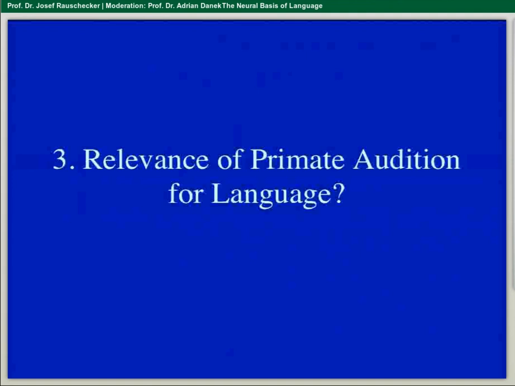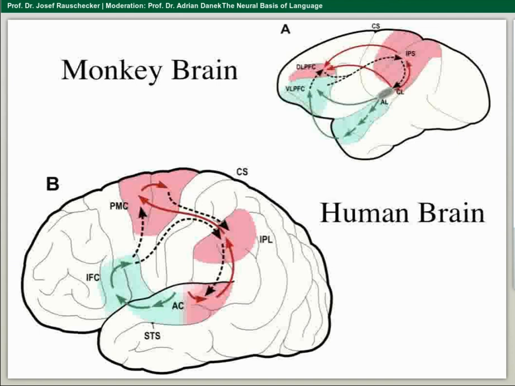So sort of the last conclusion now is, are primate studies relevant for understanding language, or should it all be done only in humans? Is there anything that primates have that would lead us on the right pathway? We think so. The circuitry is very similar, both anatomically and functionally.